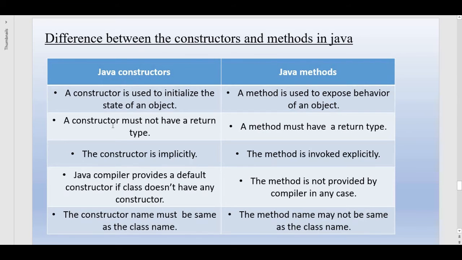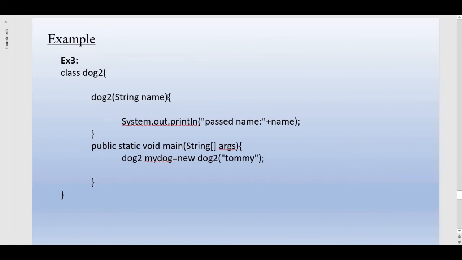The constructor name must be the same as the class name. I told you. The method name may not be the same as the class name. This is the difference between methods and constructors. I think that you can understand the difference between constructors and methods. Let's move to the last section of our session.